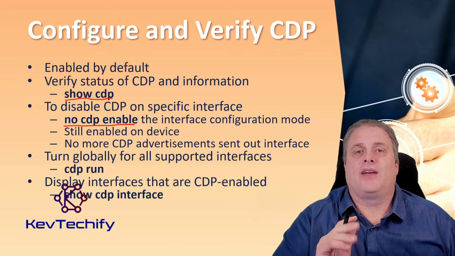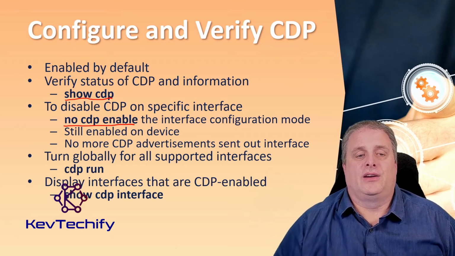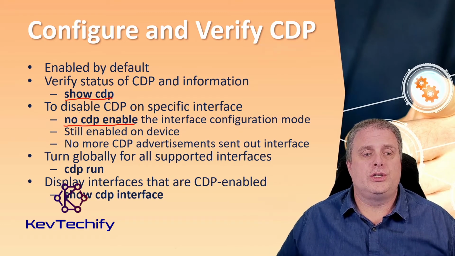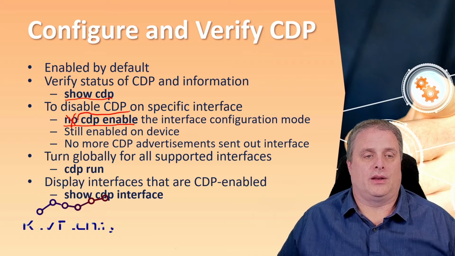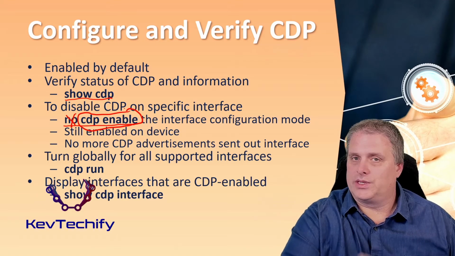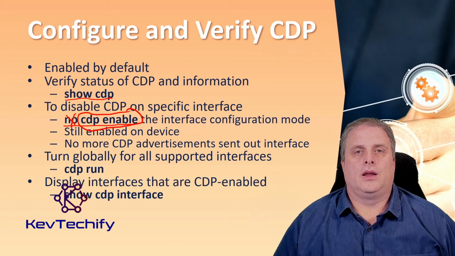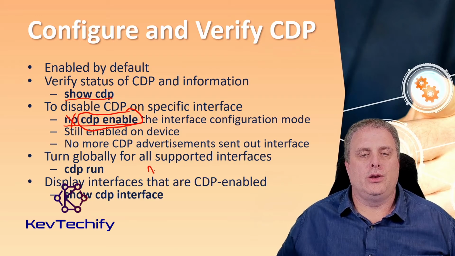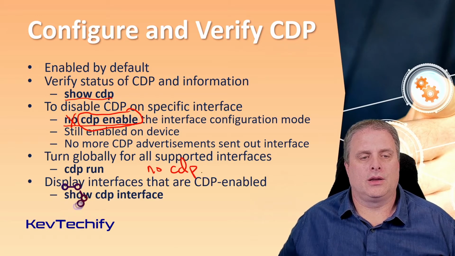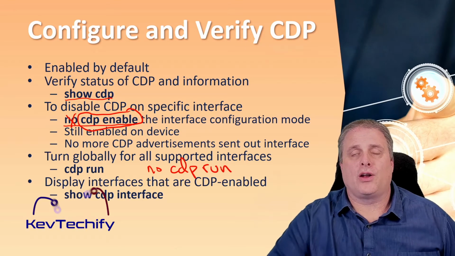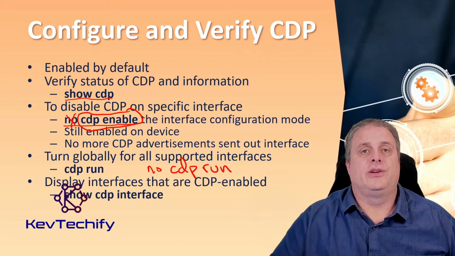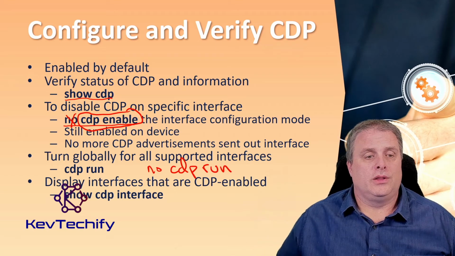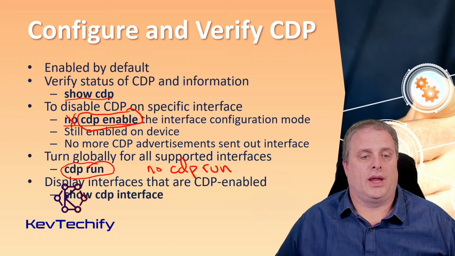No more CDP advertisements will go out of that interface. If you want to turn CDP back on that interface, you just do the cdp enable command. Once again, you have to be in that interface. If you want to turn CDP off globally on your device, you would use the no cdp run command, and that will turn it off on all the supported interfaces on your device. You do that from global configuration mode. If you want to turn it back on, you use the cdp run command.